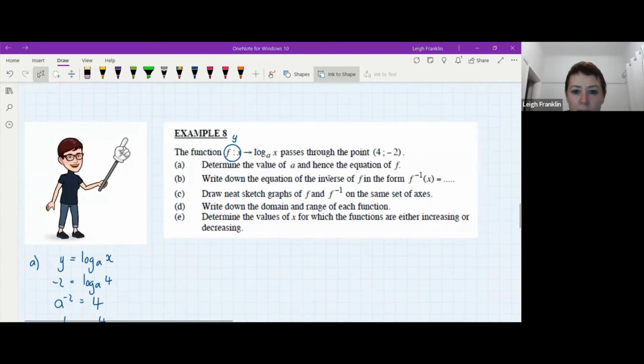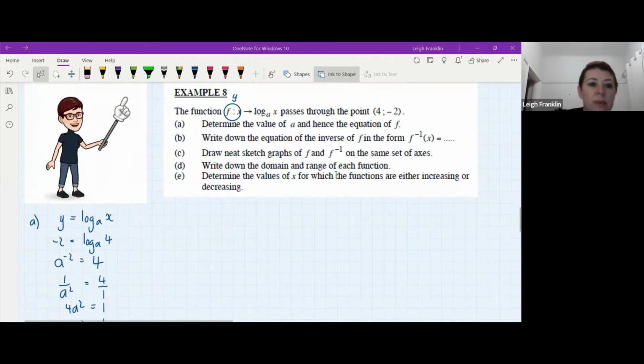Cool beans. All right, so that's question A. Let's have a look at question B. Write down the equation of the inverse of f in the form f to the -1 of x equals. Now, our original function is a log function. Its inverse is going to be what sort of function? The inverse of a log function is an exponential function. Exactly, Cassandra. An exponential function.